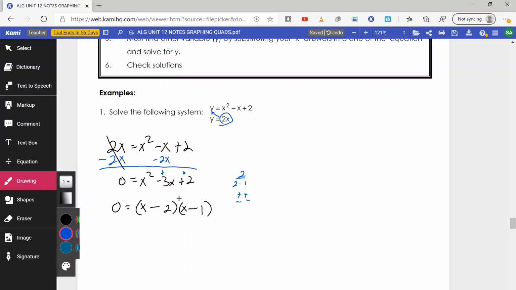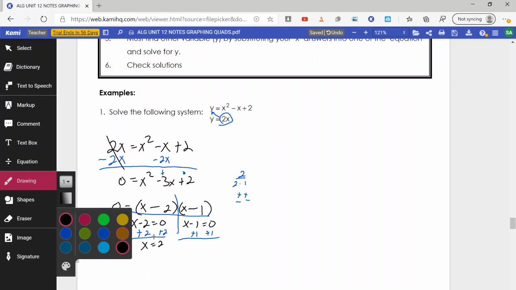What I'm going to do now is split these up and set them equal to 0. So we have x minus 2 equals 0, and x minus 1 equals 0. We're going to add 2 to both sides, so we get x equals 2, and add 1 for the other equation to get x equals 1. So these are the 2 x values of the solution, or rather solutions, to this particular problem.